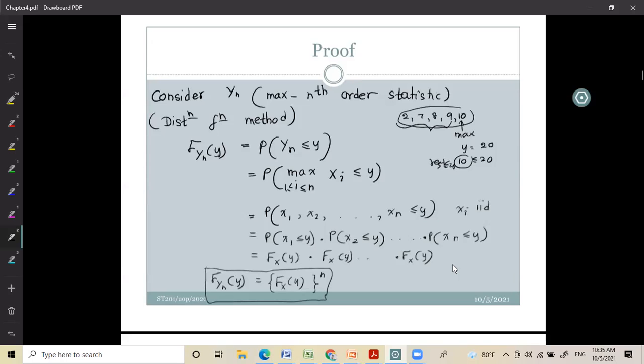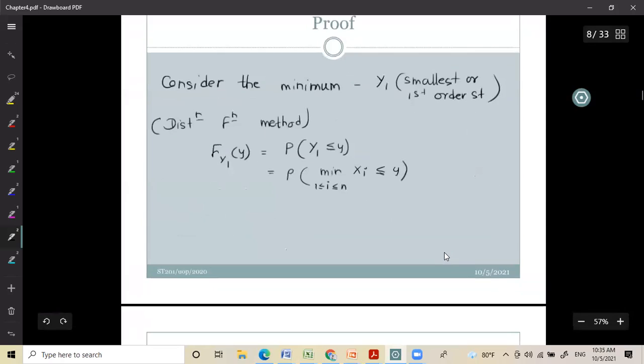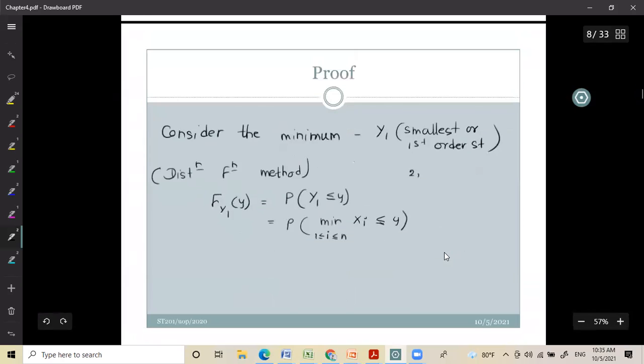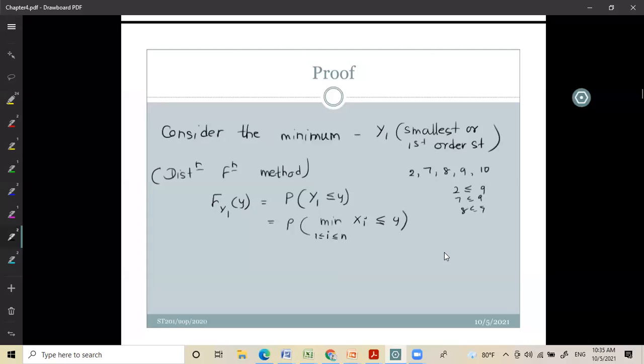Now let's use another example. Here's our same data set: 2, 7, 8, 9, and 10. If you use a number, let's say 9, then 2 is less than or equal to 9, 7 is less than or equal to 9, 8 is less than or equal to 9, but for 9 and 10, 9 is okay, the equal sign is there, but 10 less than or equal to 9, that's not true.